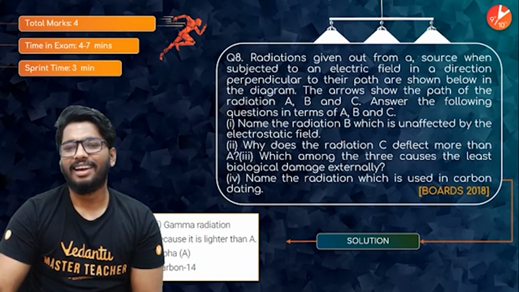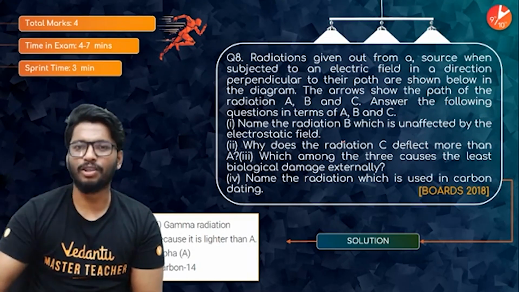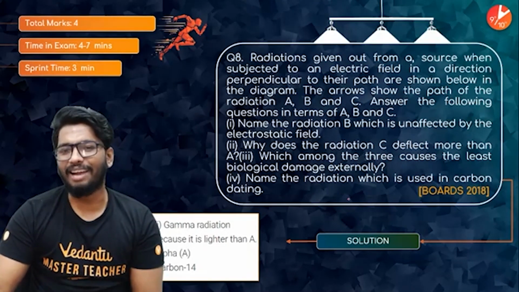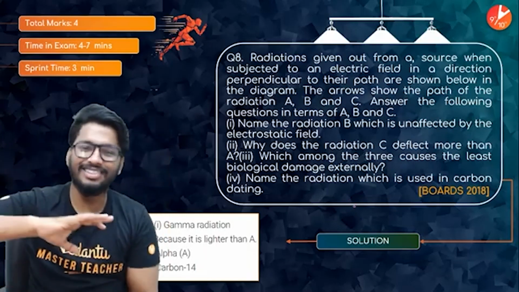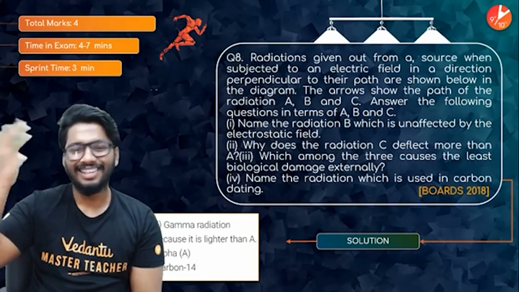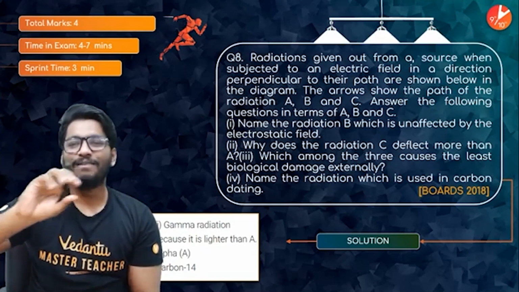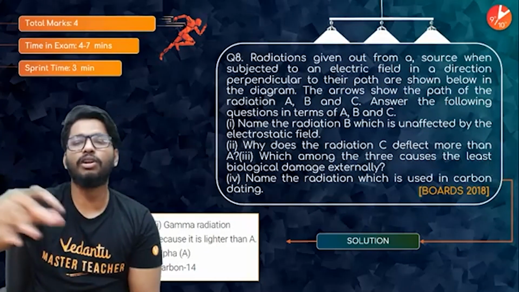All right, guys. I think I made a mistake in the second part of the question. Why does the radiation C deflect more than A? Because it is light. Sorry, I mixed it up a little. Again, I'm really sorry about this. Because of this lot of disturbance, I'm not able to focus. Anyways, why does the radiation C deflect more than A? It is because it is much lighter than A.